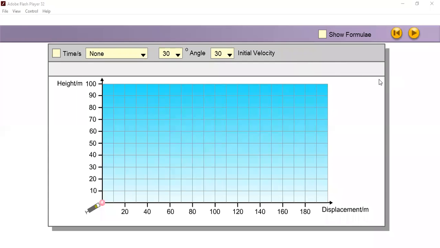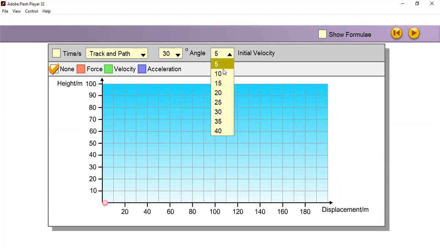Let's look at the motion. Okay, we directly go to the path and track. When the object is thrown up at 30 degrees, let's say the initial velocity is 5. Once I throw, okay, very small. Okay, better I throw with 25.